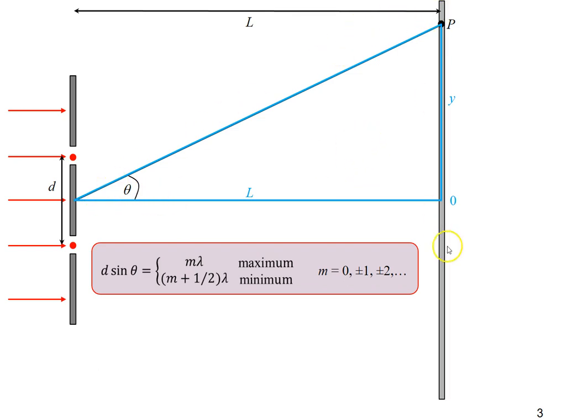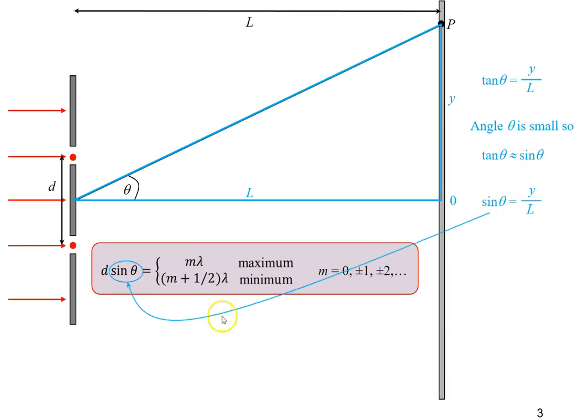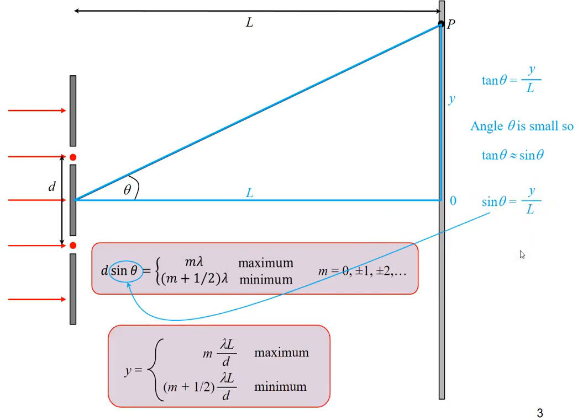Now, without any approximation, it's true that the tangent of theta is y over L, right? Opposite over adjacent. But because the angle theta is going to be small for these maxima and minima of intensity, we can say the tangent of theta is approximately the sine of theta. So the sine of theta, we can say, is y over L. That is an approximation. But then what you can do is, in this d sine theta equation, you can replace sine theta with y over L. So that gives you actual positions on the screen, using the screen axis.